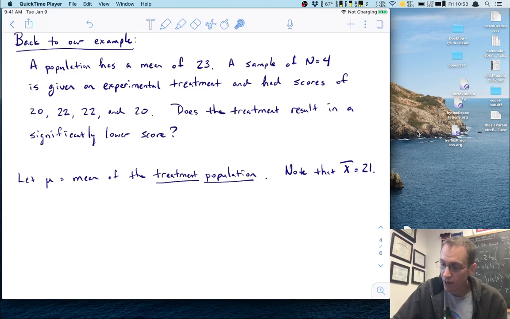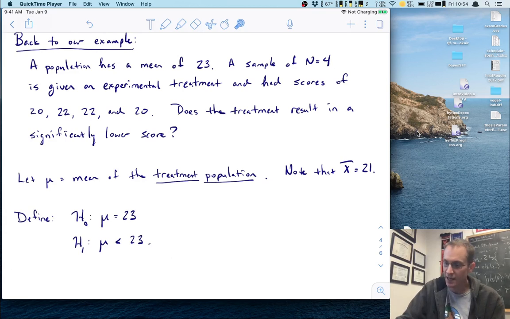Now we'll proceed with a hypothesis test in the usual way. We'll define these 2 competing hypotheses. The null hypothesis would say that this treatment population will have the same mean as the original population. So that was given to us as 23, so the null would be mu equals 23. No difference between the treatment population and the original population. Whereas the alternative would say we're going to decrease the score from the original population. So mu is going to be less than 23. So we set up these 2 competing hypotheses.